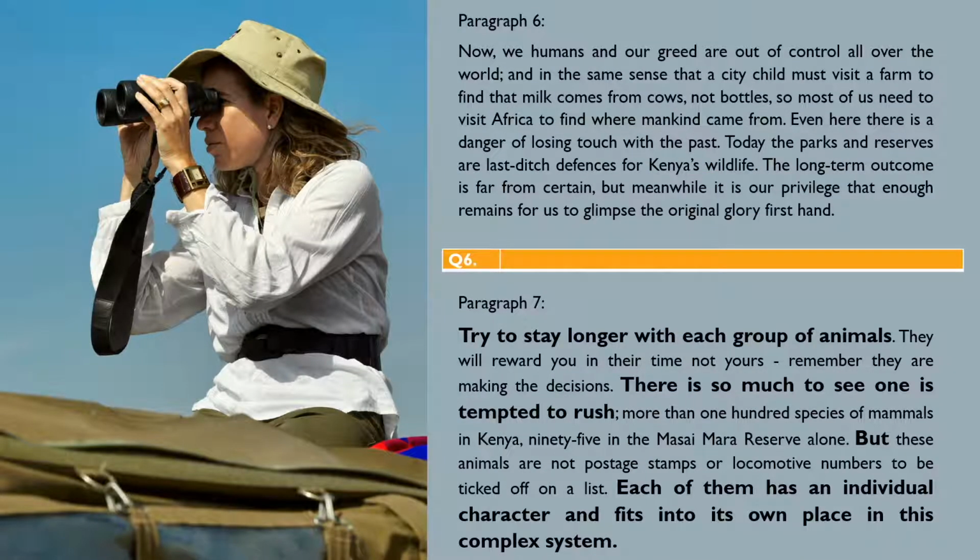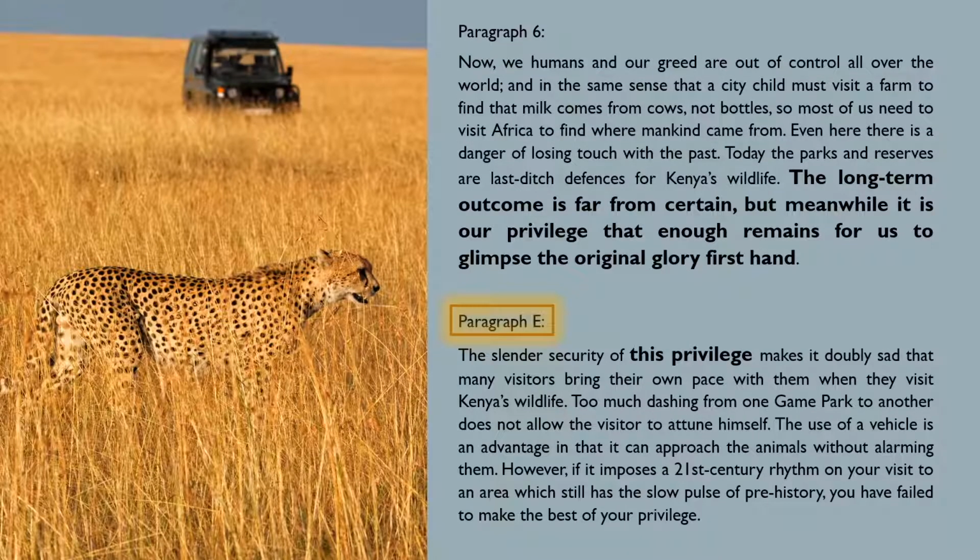Okay, finally, question 6. As mentioned before, paragraph 6 talks about how we're no longer in sync with the natural world. Paragraph 7 advises us on how to make the most of a safari, telling us to spend longer observing each group of animals that we come across, instead of rushing around trying to tick animals off a list. So, which is the missing paragraph? The answer to question 6 is E.